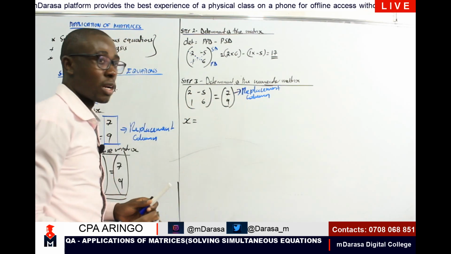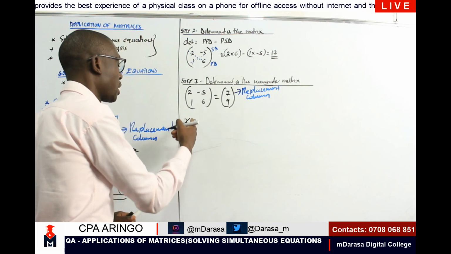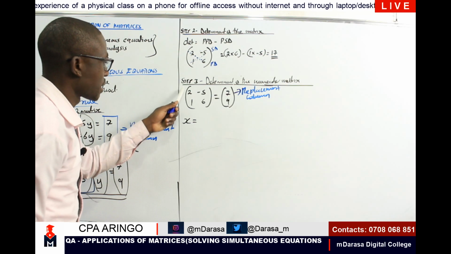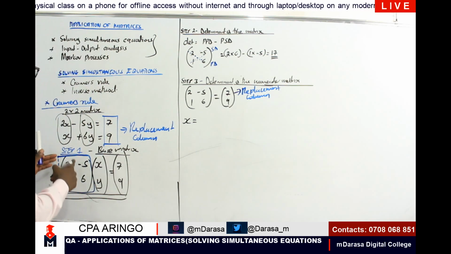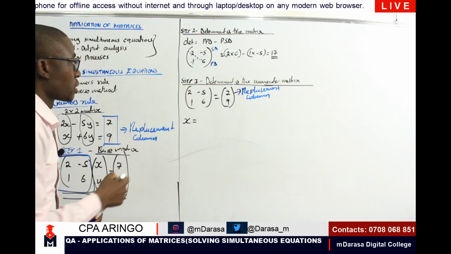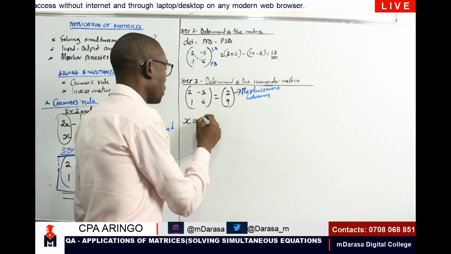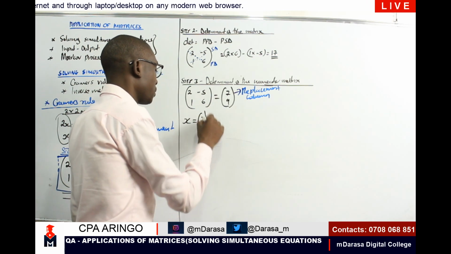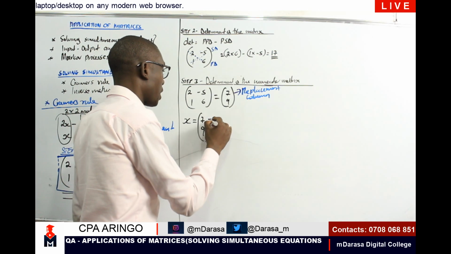Our replacement column. In this case, my good students, Mwalimu is saying that if we want to determine the value of x, what you are going to do is to replace the column of x with the replacement column. So in our matrix here, we should be talking of 7, 9. In that case, we've replaced that, which in this case, I'm having 7, 9 and negative 5, 6.